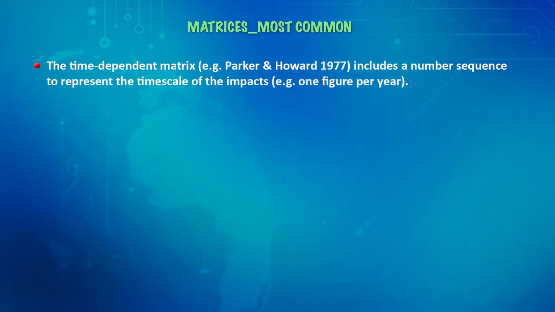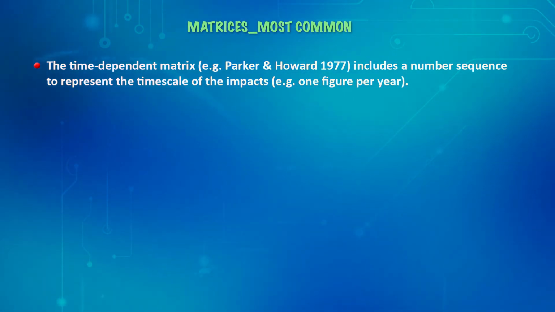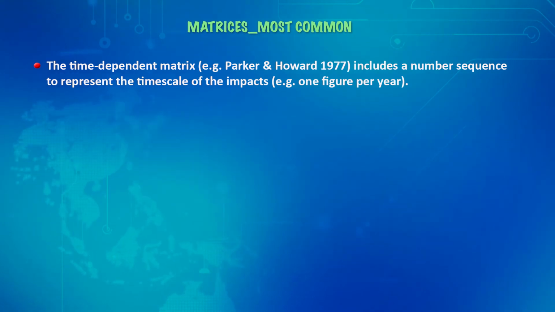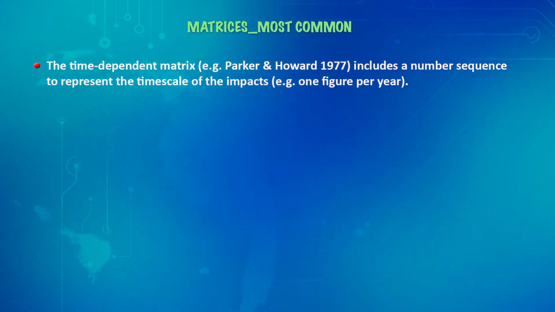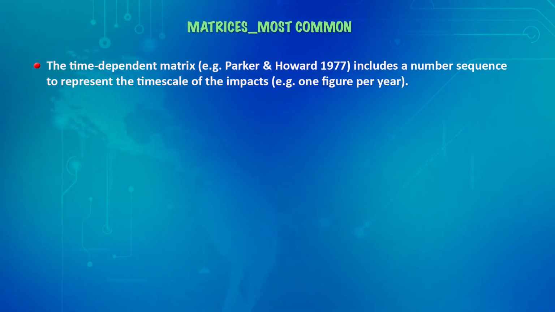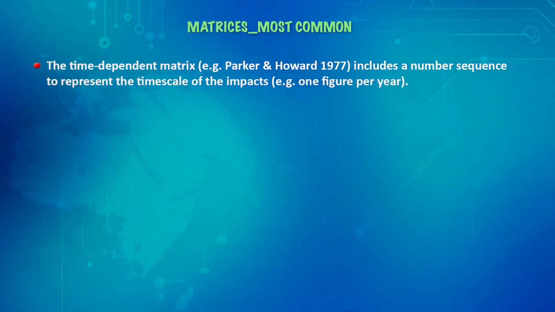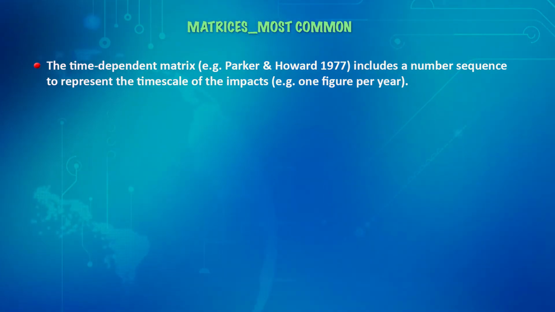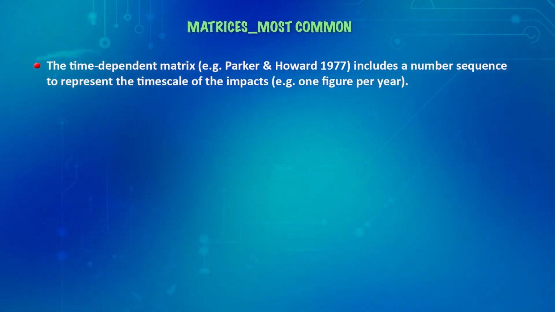The next one is the time dependent matrix, which is a fascinating one because it includes the time scale of the impacts also. We will be finding the timeline, so for example, each and every year what kind of impact there will be. That is a modification, and definitely better than the previous ones. This is about the time dependent matrix.